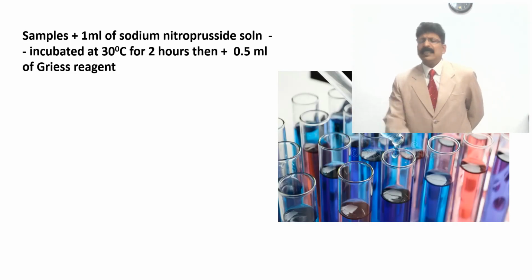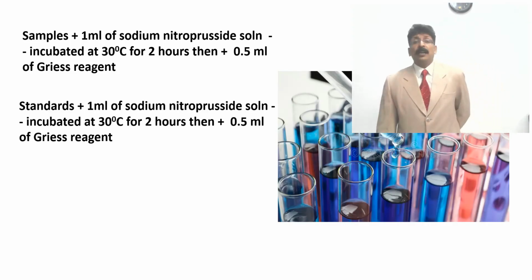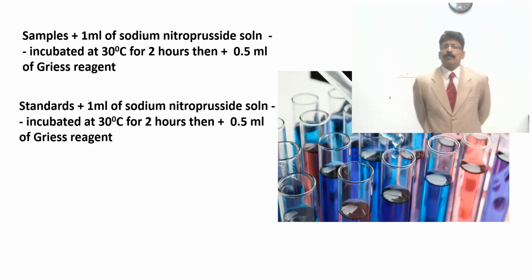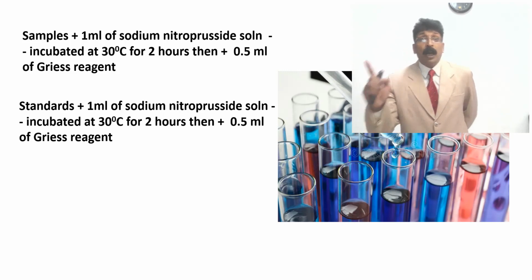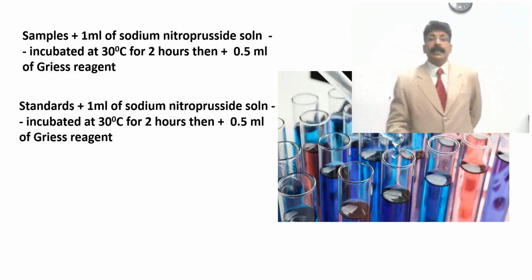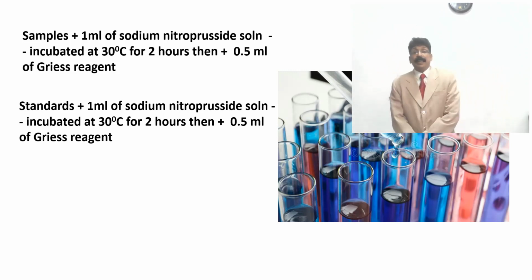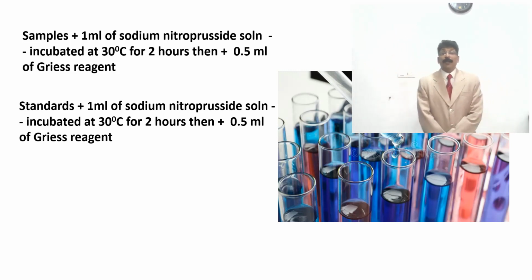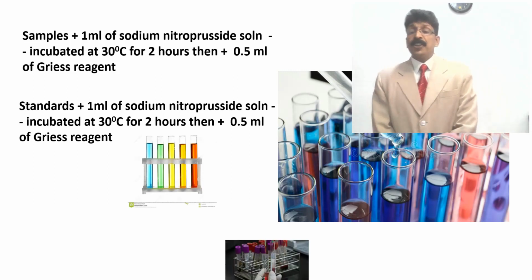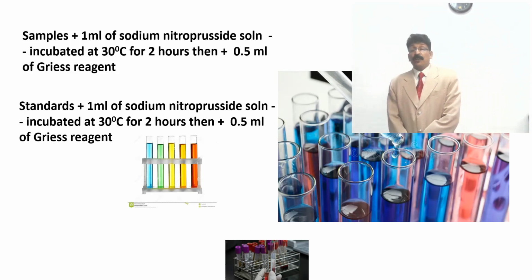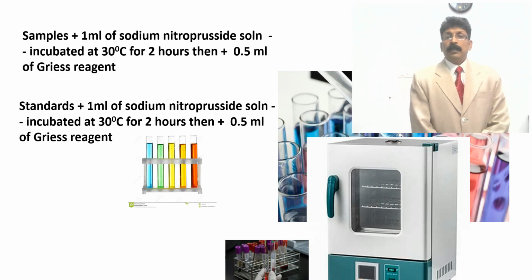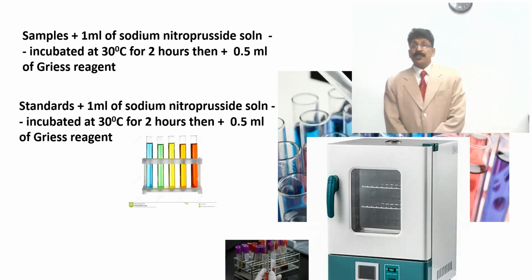So this is just a picture of the test tubes which they are using. And for the standard also, you do all the dilutions with 1 ml of sodium nitroprusside solution, incubate for 2 hours at 30 degrees centigrade plus or minus 0.5 degrees centigrade, and add 0.5 ml of Griess reagent, and you will get the reaction, the diazonium salt formation, and then azo formation. This is the incubator picture which I want to show you.